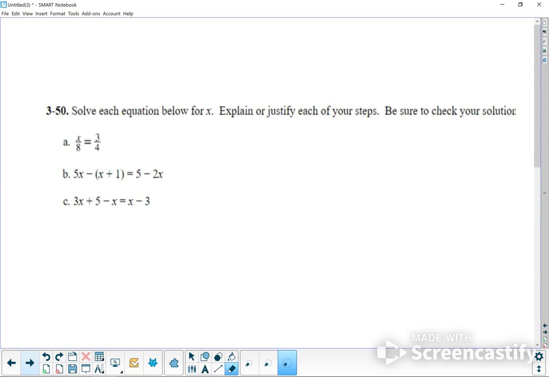Okay, solve each equation below for x. Explain or justify each of your steps. Basically, show your moves. Right. So we'll start with this one.